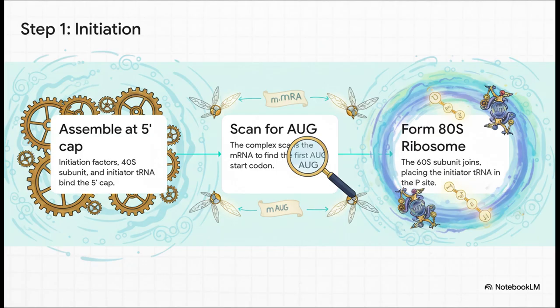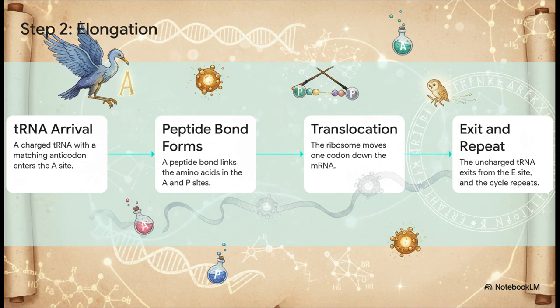Then this whole complex just slides down the mRNA, scanning, until it finds the starting line, that first AUG codon. Next is elongation, and this is where the protein actually starts getting built. It's like this constant, repetitive 3-step dance. A new tRNA carrying its amino acid comes into the A site, a peptide bond is formed, and then the whole ribosome shifts one codon down the line. And the cycle just repeats over and over and over, adding one amino acid at a time.